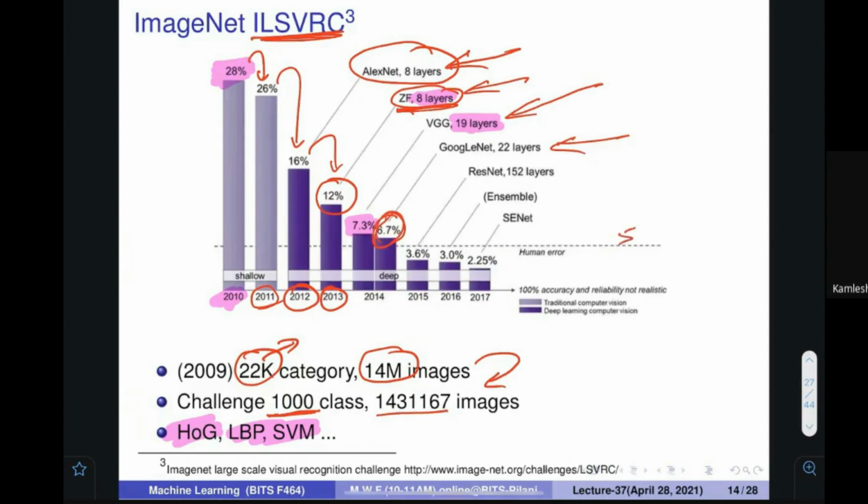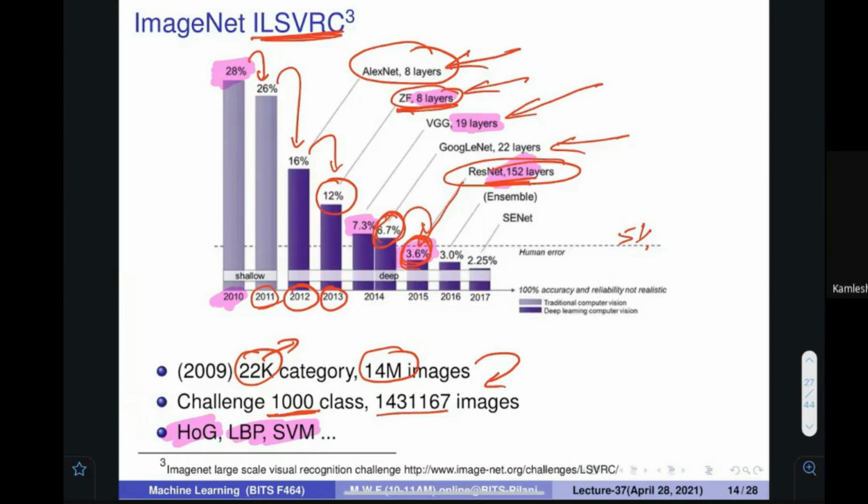You know that the human has 5% error on this particular data. The next year, a bigger model called ResNet came, and it reduced the error from 6.7 to 3.6%. 152 layers, a gigantic network with a very large number of layers, very difficult to train, but they somehow managed to train it, and the error reduced to 3.6% only.